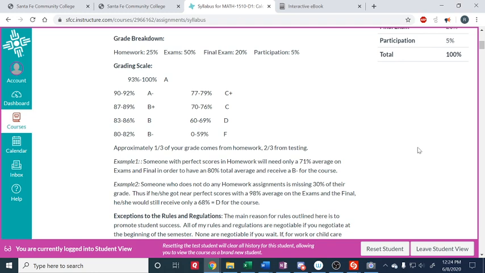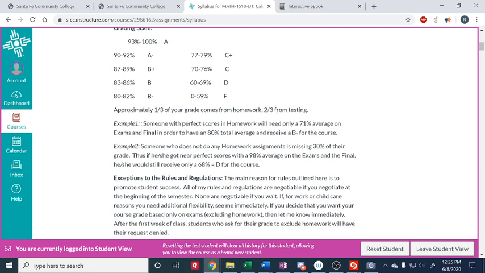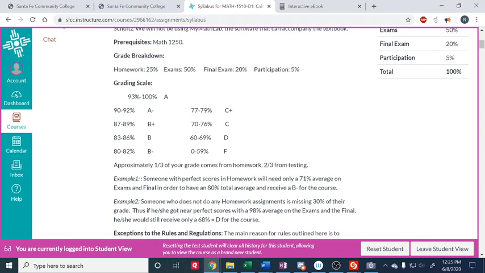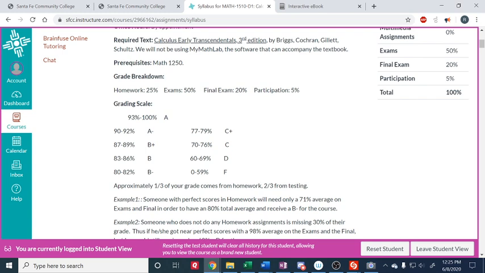Example 1, someone with perfect scores in homework needs only a 71% average on exams and final exams to have an overall 80% average in the course. So it takes barely getting a C all the way up to a B minus. Example 2, someone who does not have any homework assignments is missing 30%. Oh, I switched that. All right.